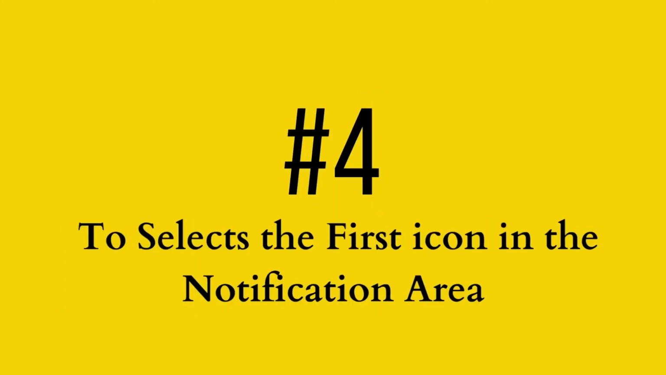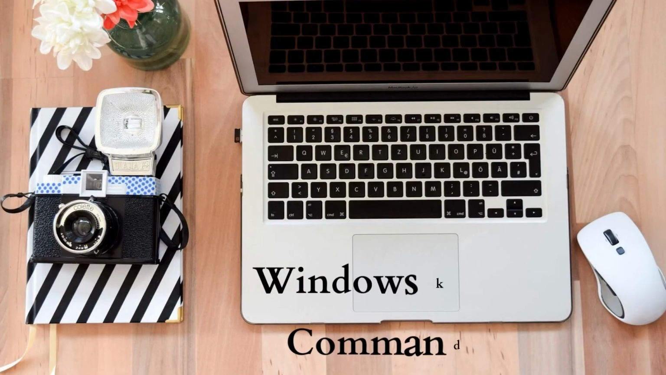Number 4. To select the first icon in the notification area, Windows key plus B. For Mac users, Command plus B. This combination on your keyboard selects the first icon in the notification area, bottom right, which then lets you switch between the icons using left and right arrow keys. It is one of the best combinations that will ease your work by giving you access to the Wi-Fi control bar, volume control bar, battery status bar, language bar, and date and time bar through your keypad.